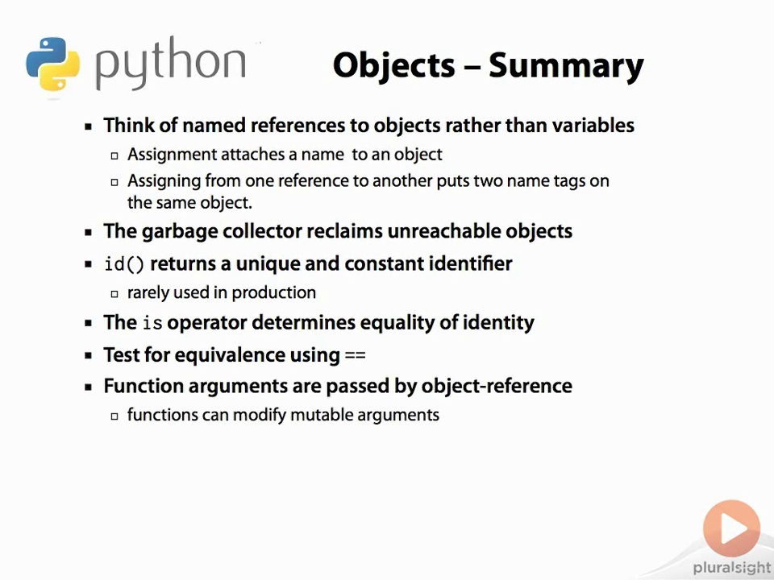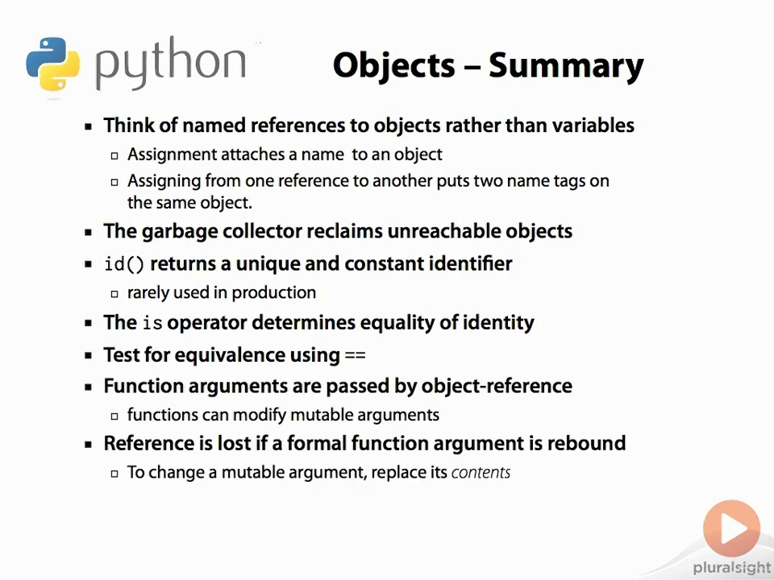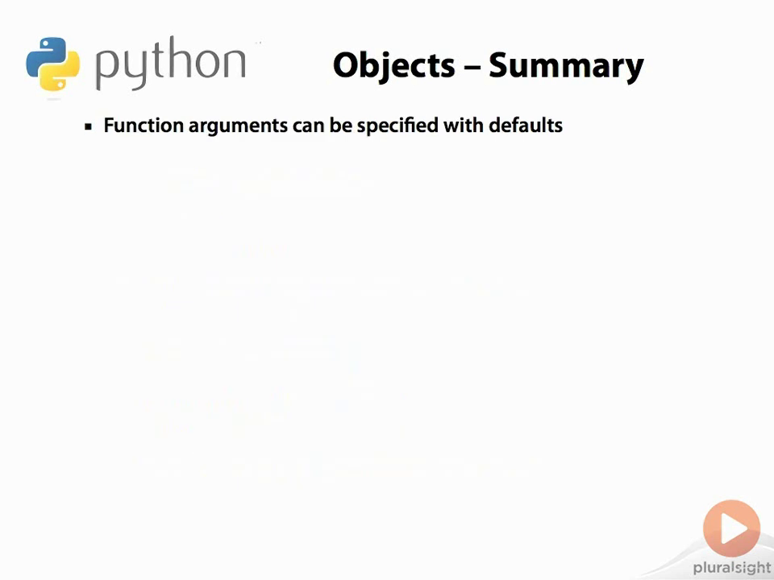Function arguments are passed by object reference, so functions can modify their arguments if they are mutable objects. If a formal function argument is rebound through assignment, the reference to the passed-in object is lost. To change a mutable argument, you should replace its contents rather than replacing the whole object. The return statement also passes by object reference. No copies are made. Function arguments can be specified with defaults.